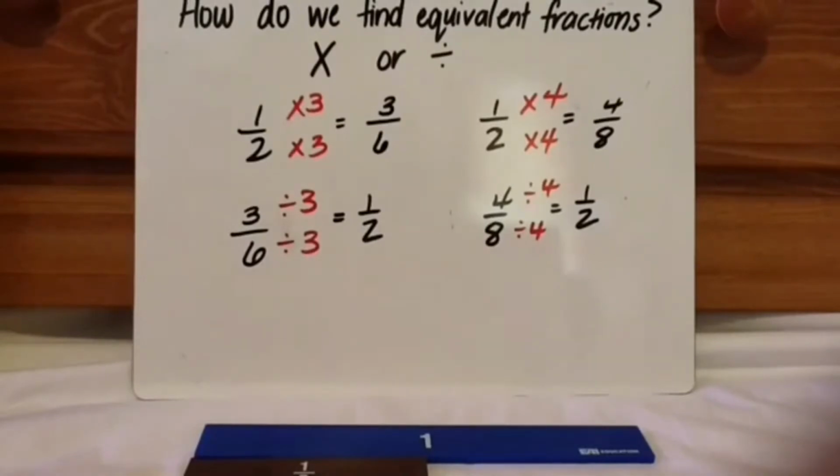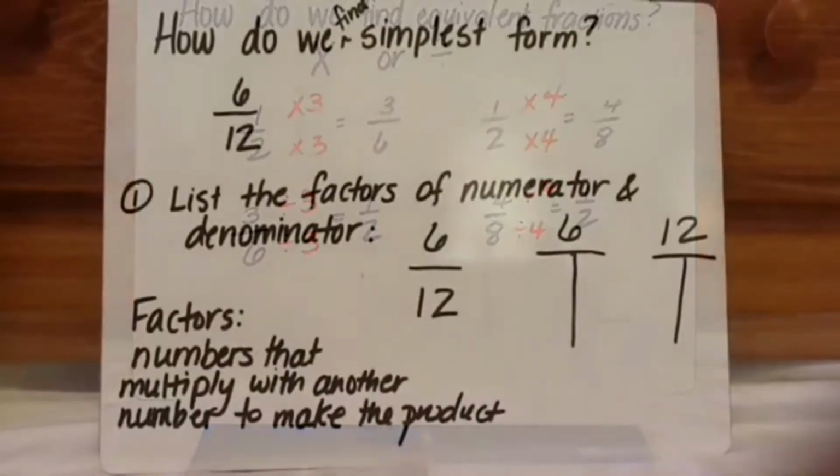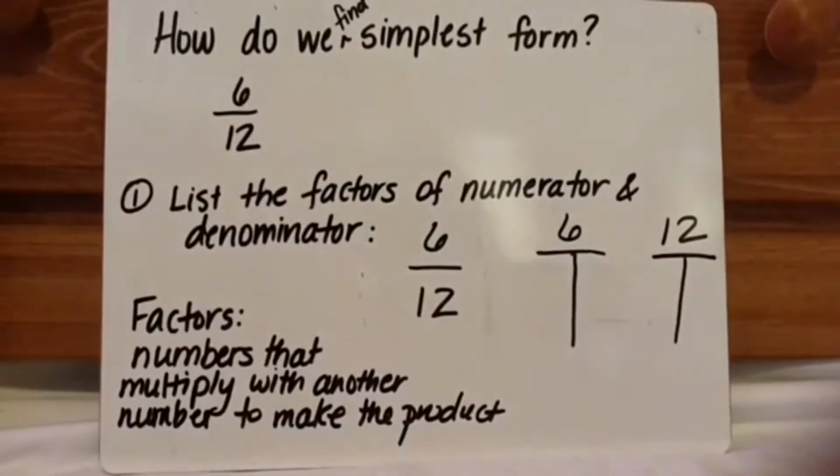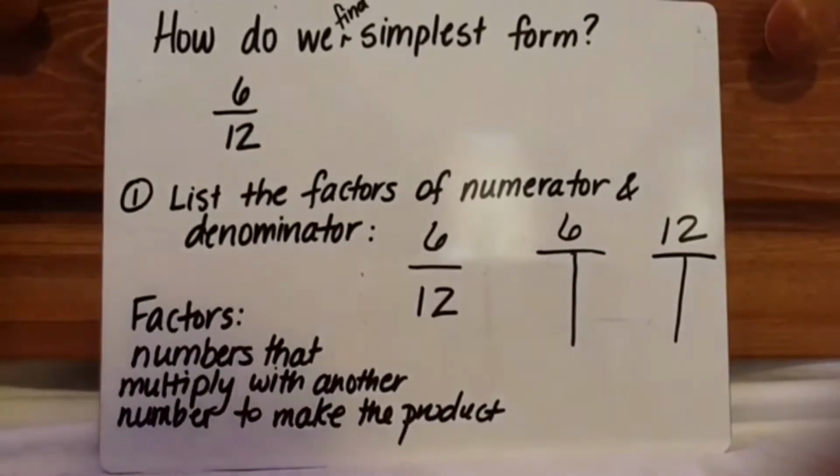There's nothing new. However, when you want to find simplest form, there is an additional step. You can't just choose to divide by anything. You've got to find a common factor. So let's learn that next. Okay, so how do we find simplest form? So if we get a number like 6/12, and I'm asked, what is 6/12 in simplest form? Step 1 would be list the factors of the numerator and the denominator.